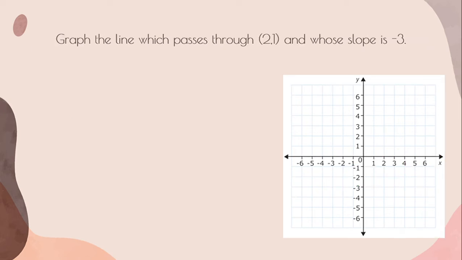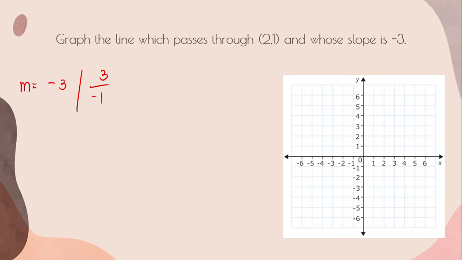So we have to graph the line that passes through (2, 1), and the slope is -3. Since the slope m is equal to -3, we can say that this is 3 over -1. So to locate another point on the line, move 3 units upward and move 1 unit to the left, since the slope is negative.